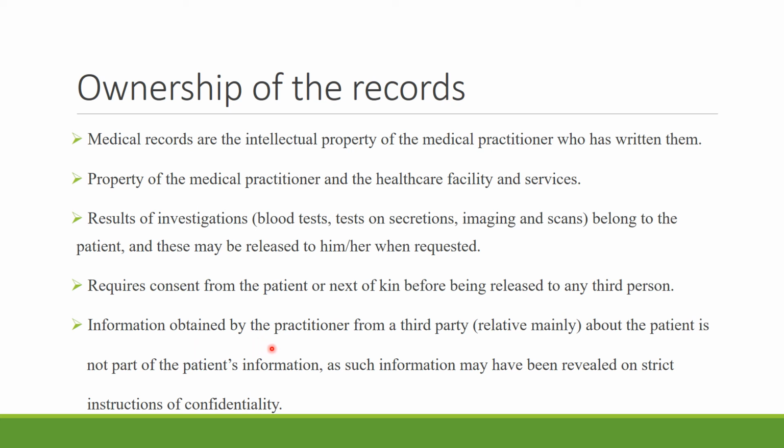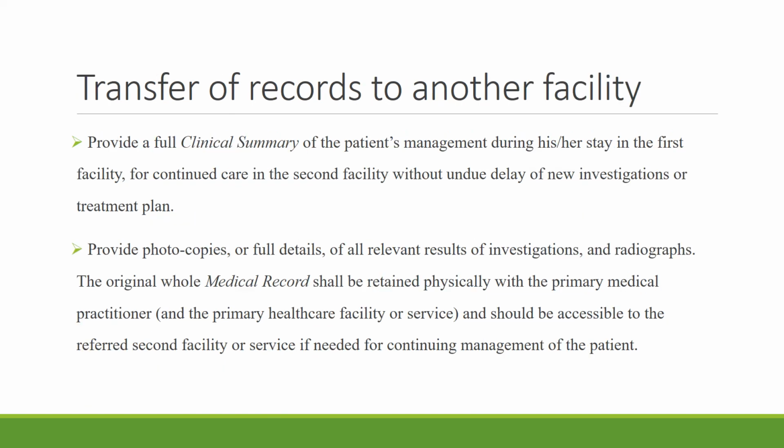The information obtained by the practitioner from a third party. Okay, now some information you may get from insurance companies regarding the patient is not part of the patient's information, and such information may have to be revealed only on strict instructions of confidentiality. So those you cannot reveal at all, and if you reveal, it has to be under strict confidentiality. Okay, so this is about the ownership of records.